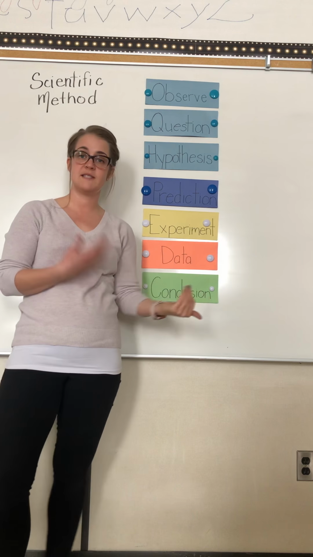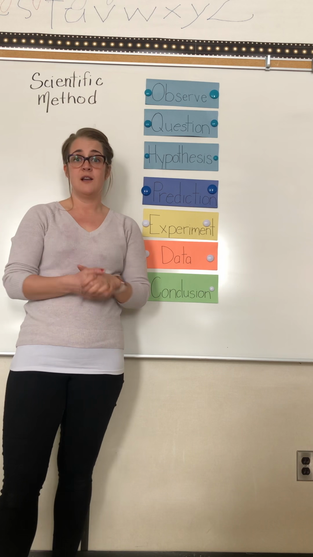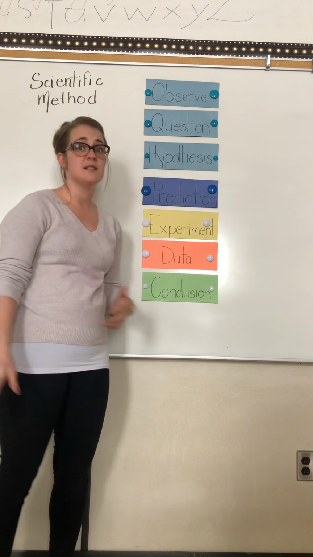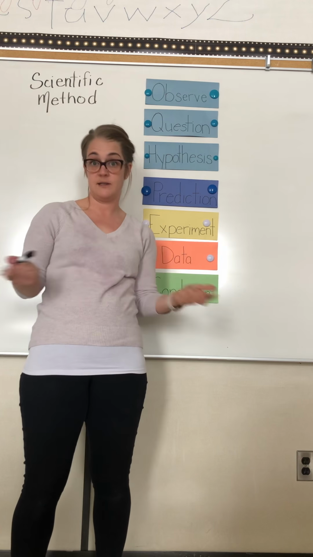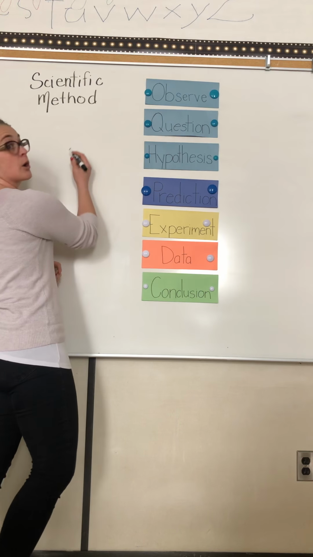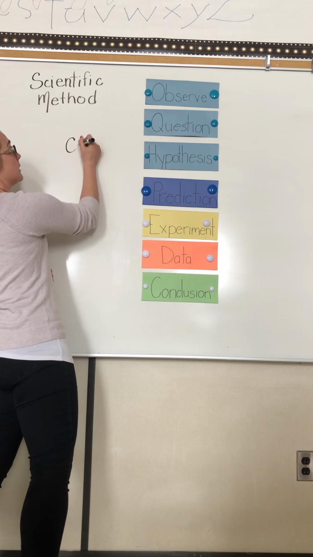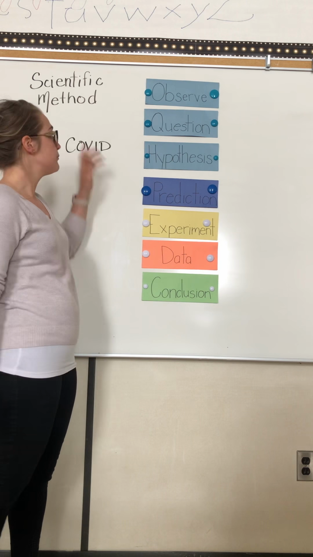So, to give you an example of how this would work, we're going to use our current situation in the world. So here's your current events, this is your social studies. Right now we're dealing with this mass virus that spread throughout essentially the world, called coronavirus 2019 or COVID-19, or for us, we're going to call it COVID to keep it short and sweet, okay?